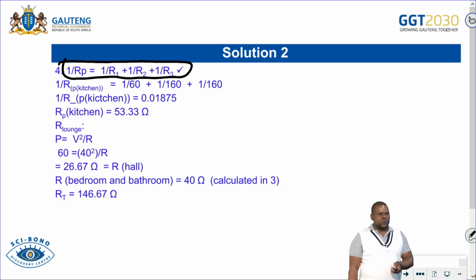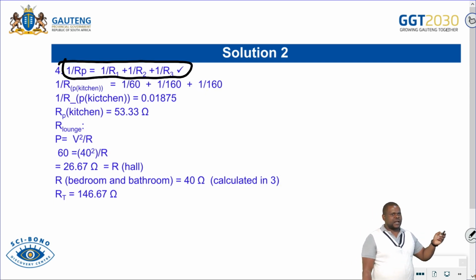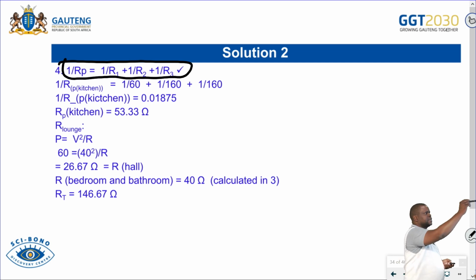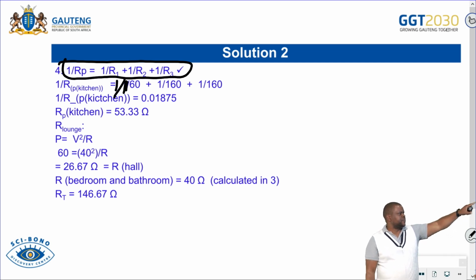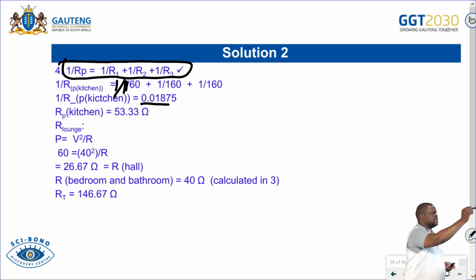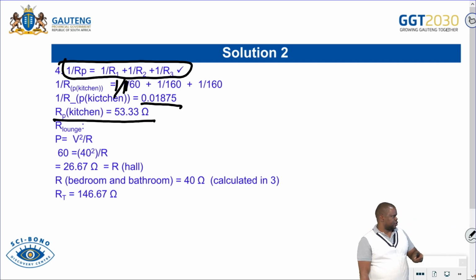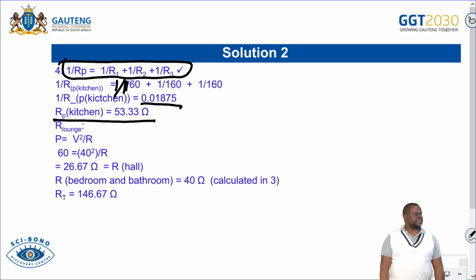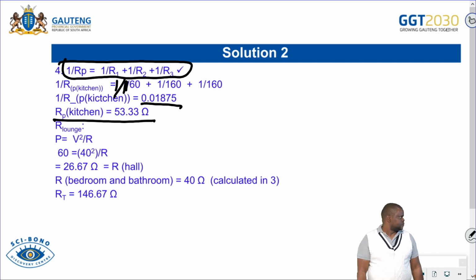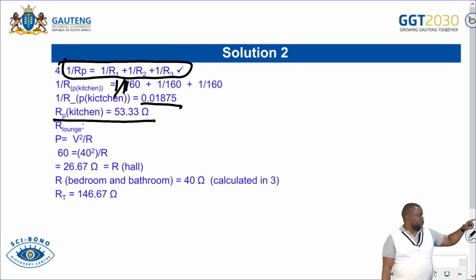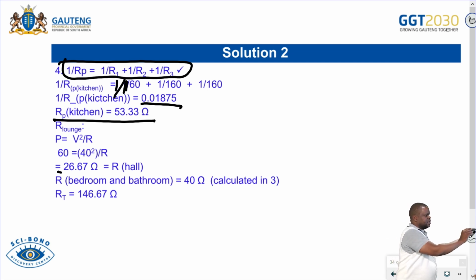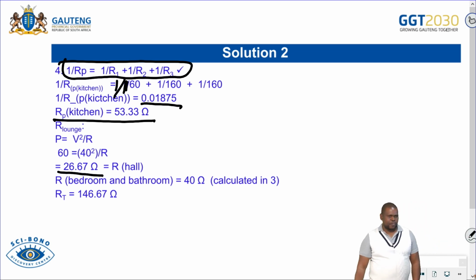Now when we go to this, it must be 160 each. Here is a mistake. It's supposed to be 1 divided by 160. You can see each bulb is 160. Then the total gives us this, which means the total resistance in the kitchen is 53.33. And now, for the lounge, we know that the resistance is 26.